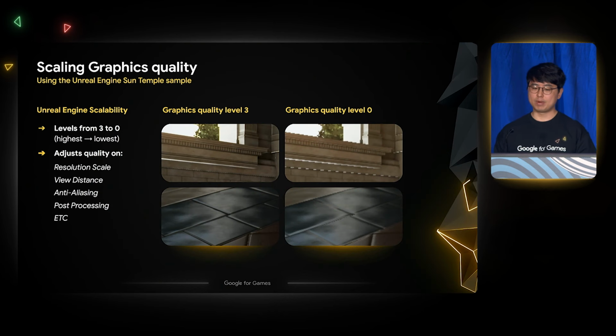When the plugin determines that a change in graphic quality is necessary, it utilizes Unreal Engine's scalability system. This system offers 4 levels, 0 to 3, which adjust settings like resolution, view distance, and other graphic settings. To illustrate the visual impact, I've included a cropped screenshot from the Unreal Engine Sun Temple. Notice the reduced resolution and lack of anti-aliasing effect at level 0.